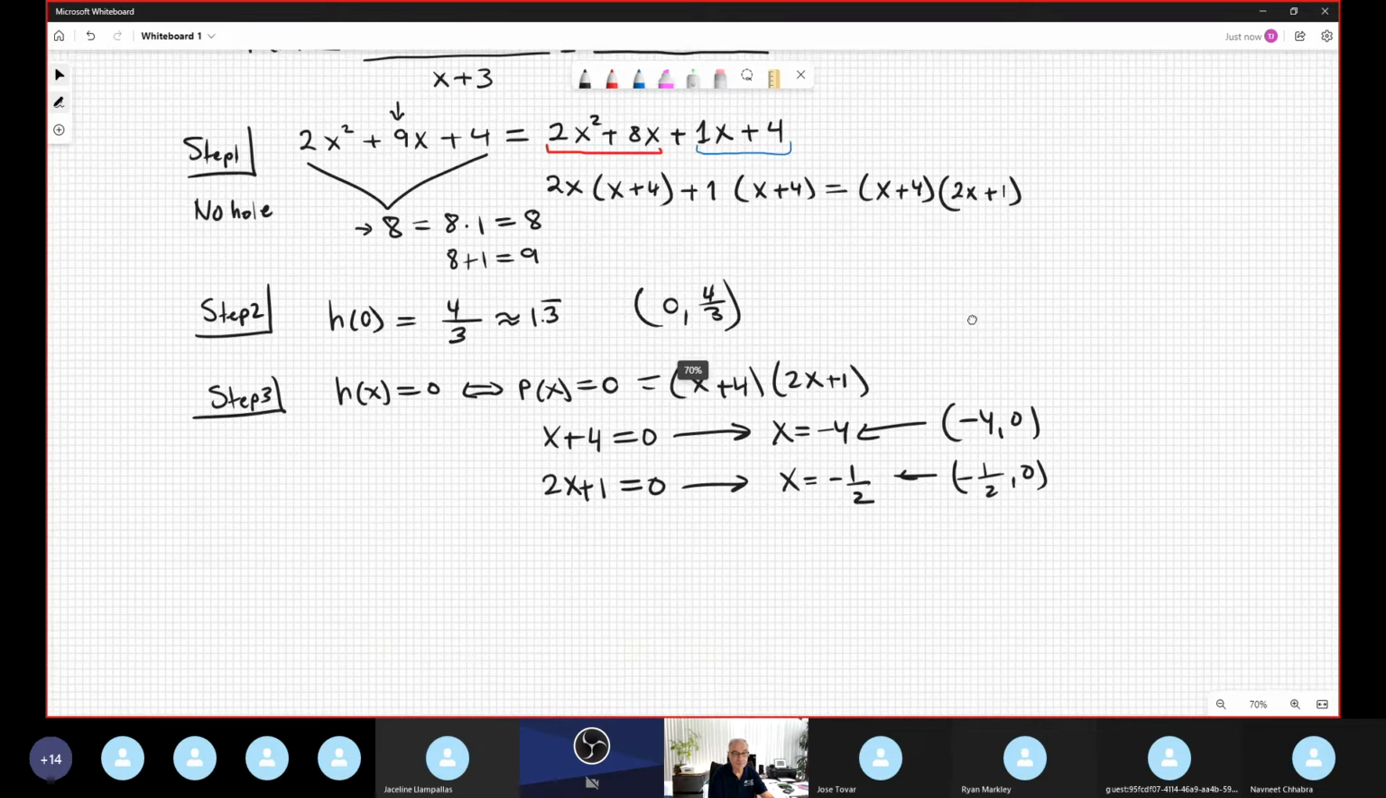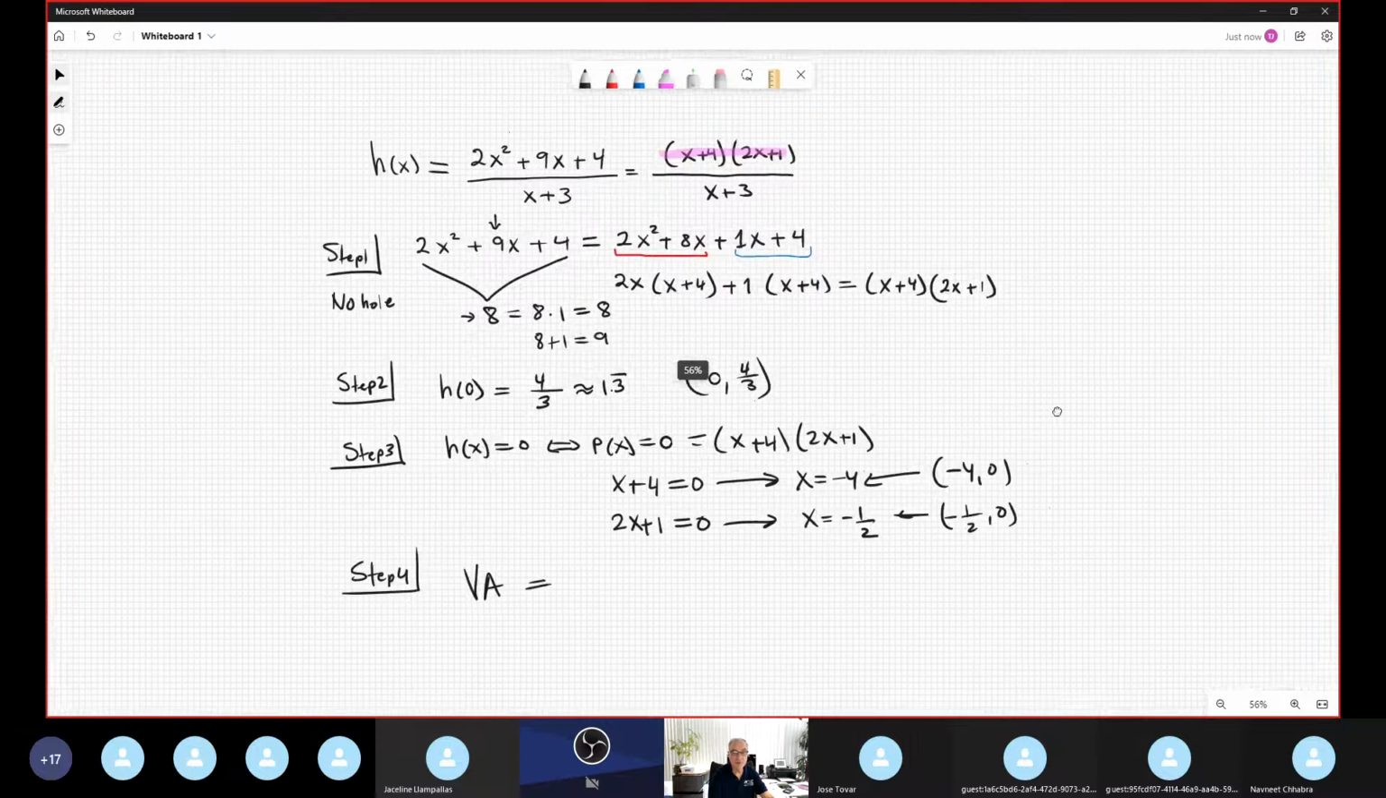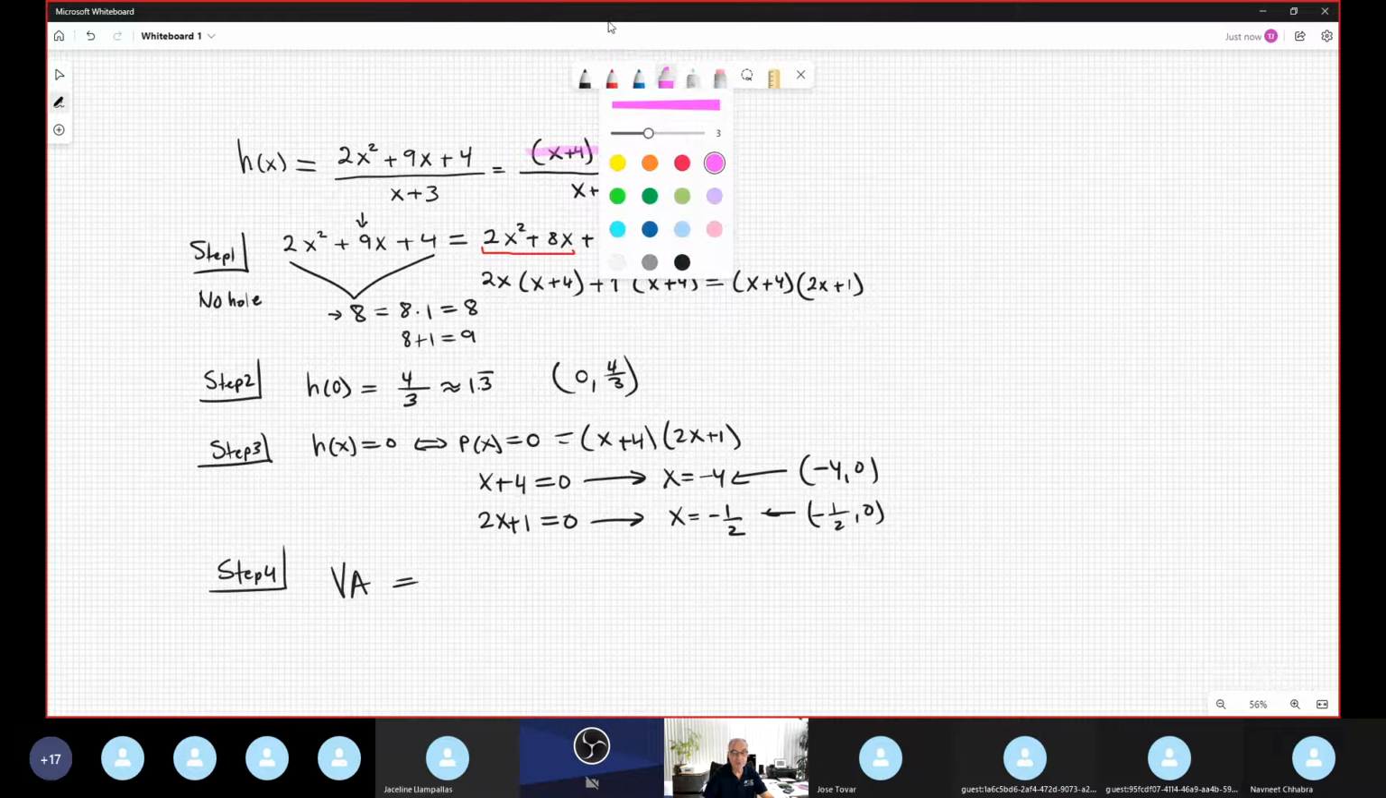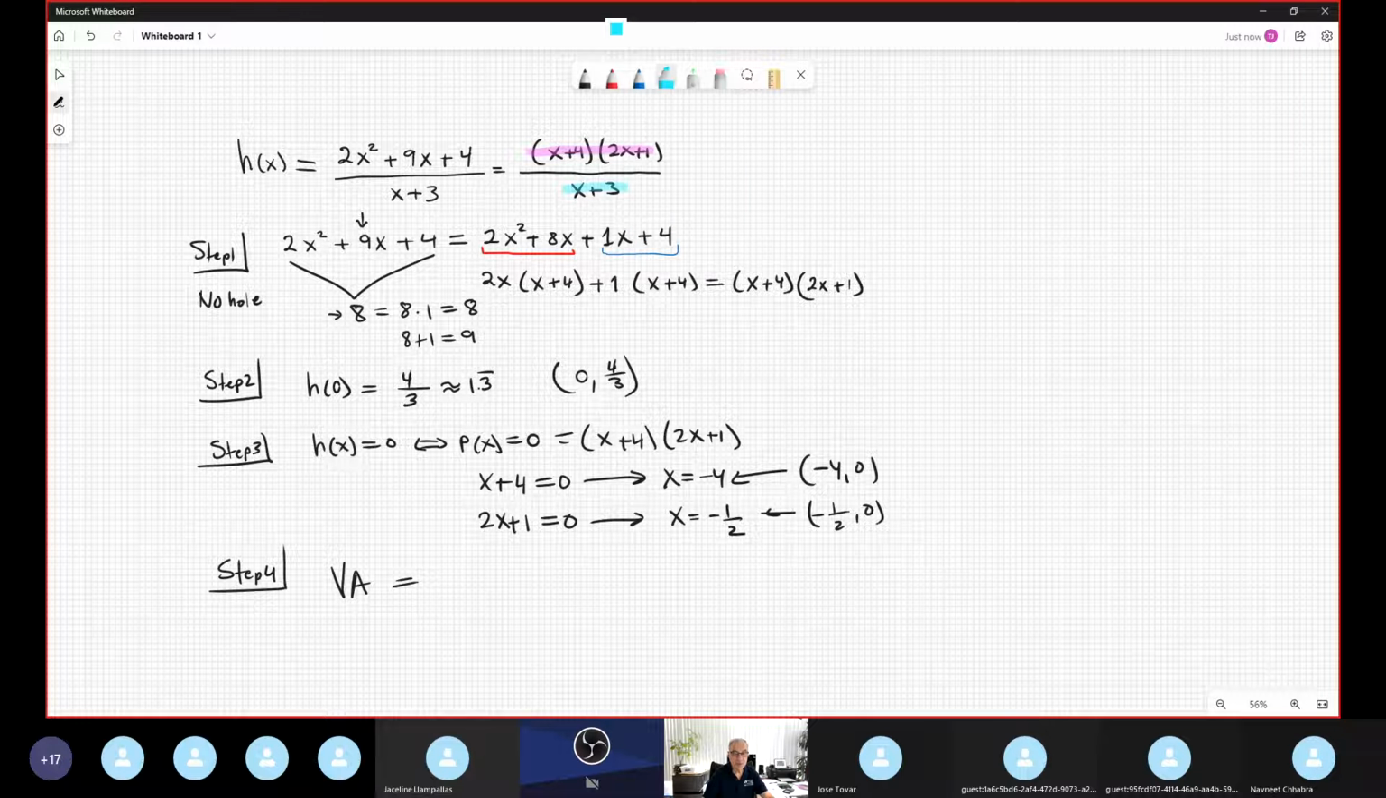Okay, now step 4 is the vertical asymptote. For the vertical asymptote, you take the factor form and the polynomial in the denominator after the simplification of everything, but in this case, no simplification. You take x plus 3 and put it equal to 0. So the formula is the denominator of x equal to 0 after the simplification. It's obvious.